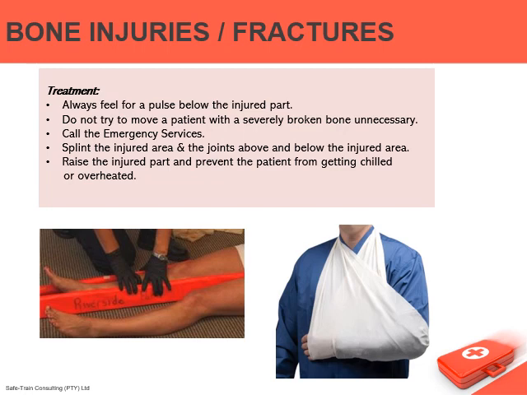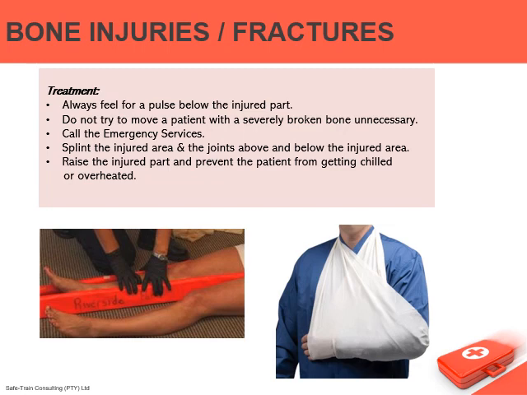One way is to splint it, but do this only if it can be done without hurting the patient, and always attempt to splint the part in the position you found it. Splint the injured area, and the joints above and below the injured area. You may use another body part, like an injured leg to an uninjured one, or an injured arm to the chest. This is called an anatomic splint.